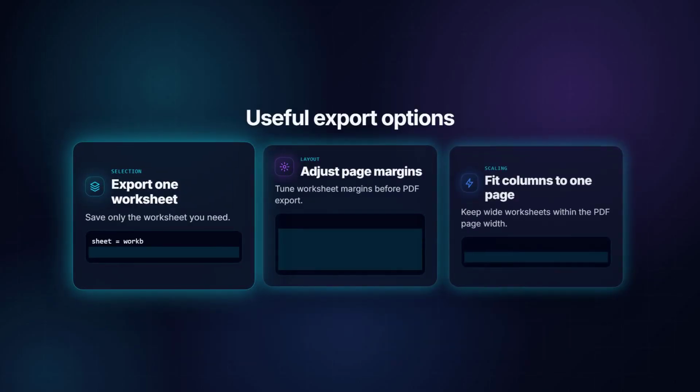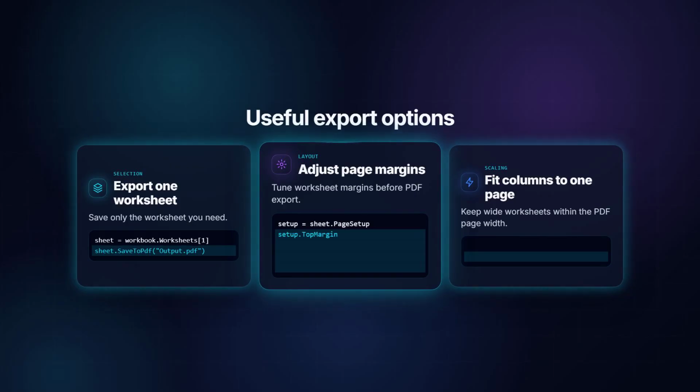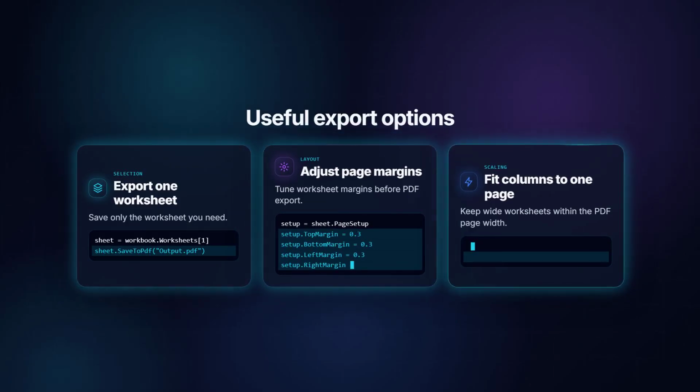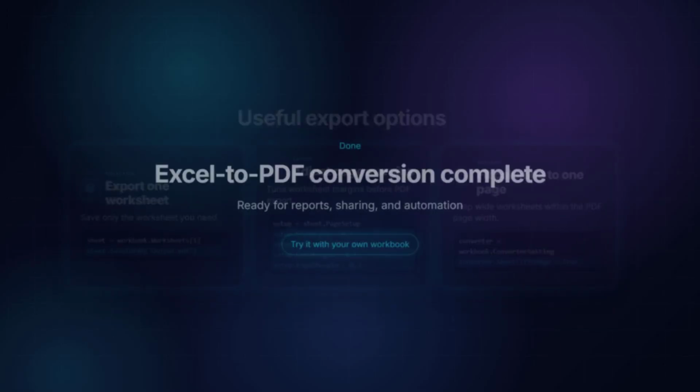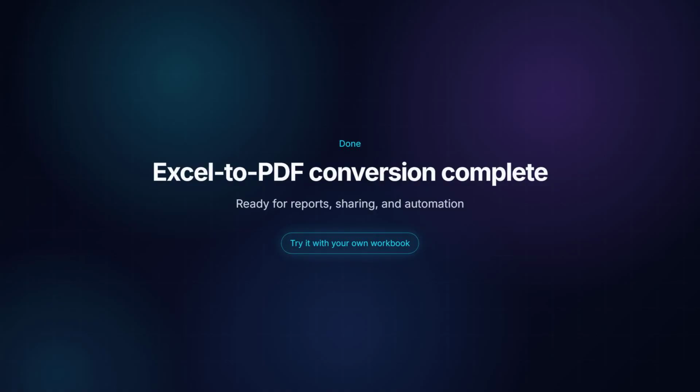For more control, export only the worksheet you need, set its margins before saving, or enable sheet fit to page so a wide table stays within a single PDF page width. That's the complete Excel to PDF workflow. Try it with your own workbook, then tune the worksheet and page options to produce the layout your readers need.